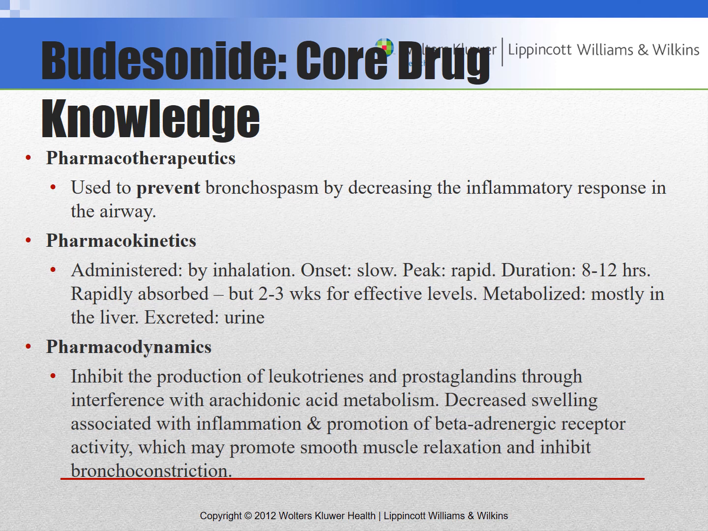It does reduce migration and activity of the inflammatory cells, increases the number of the beta receptors, enhances responsiveness of the beta receptors, and decreases mucus production as well.